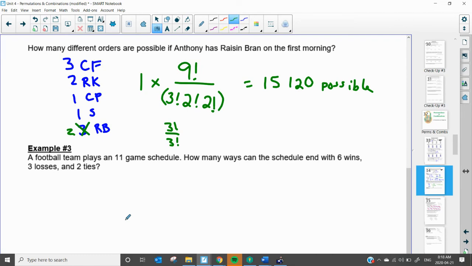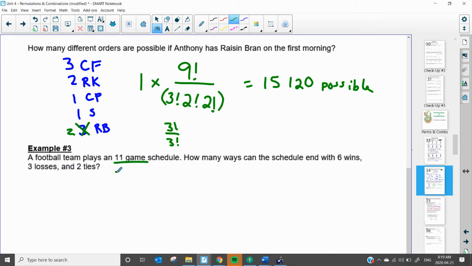All right, let's take another look at an example. So in the fall, a football team, maybe it's our Eagle Butte Colts team, plays an 11-game schedule. How many ways can the schedule end with 6 wins, 3 losses, and 2 ties? Well, we have 11 games, so that's our total right there.